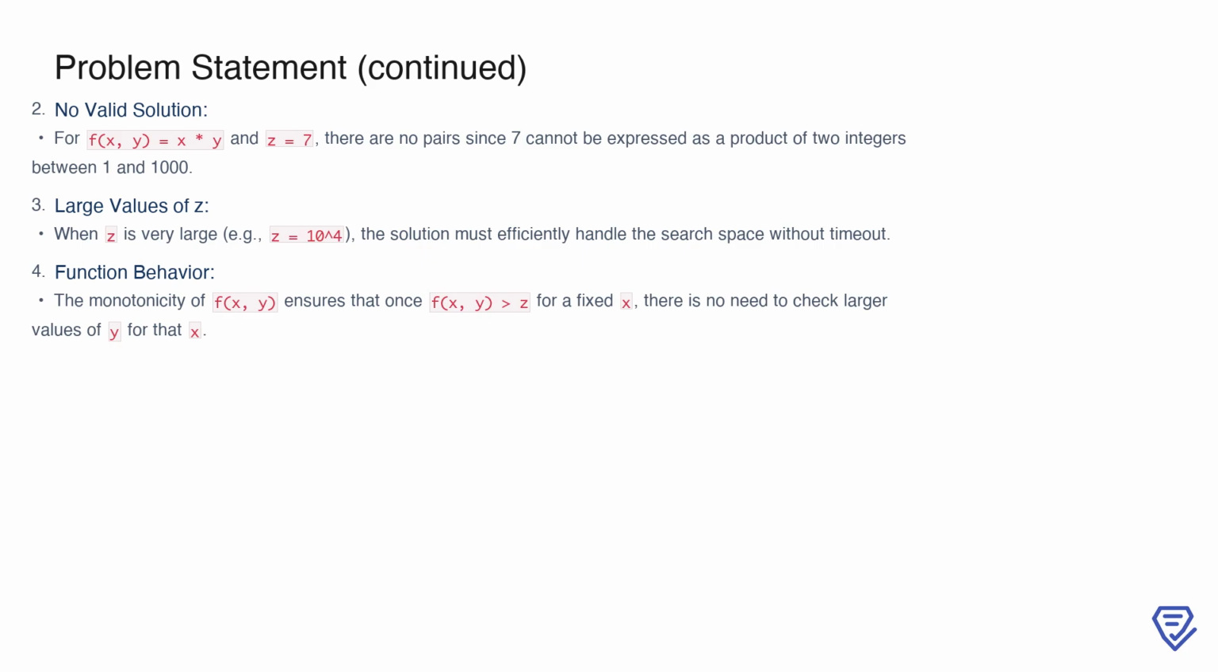Additionally, when dealing with large values of z, such as 10^4, the solution must efficiently handle the search space without timing out. Lastly, the monotonicity of the function ensures that if f(x, y) exceeds z for a given x, there's no need to check larger values of y for that x. This property is critical for optimizing the solution.